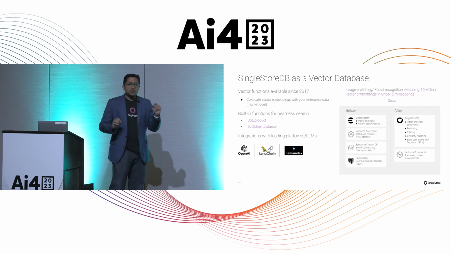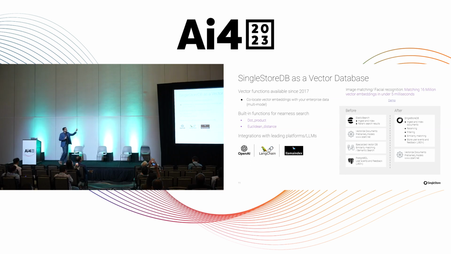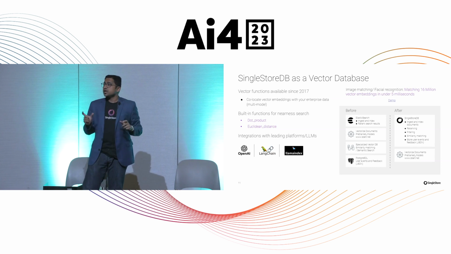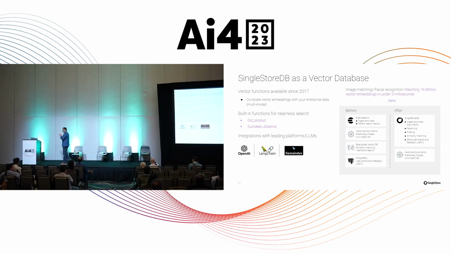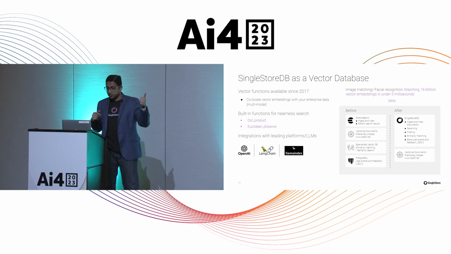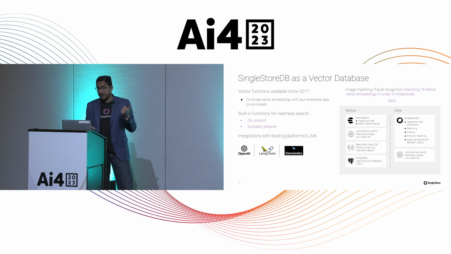But one of the key ways by which you can do this nearness search, like how closely two vector embeddings are related, is what we call the dot product function. Those are built-in functions within the database that you can use to understand how closely similar two vector embeddings are or how far they are, right? So you can use dot product or Euclidean distance to do the nearness search for these vector embeddings. Last but not the least, we are already integrated with platforms and LLMs like OpenAI, LangChain, Llama Index, and so on and so forth.